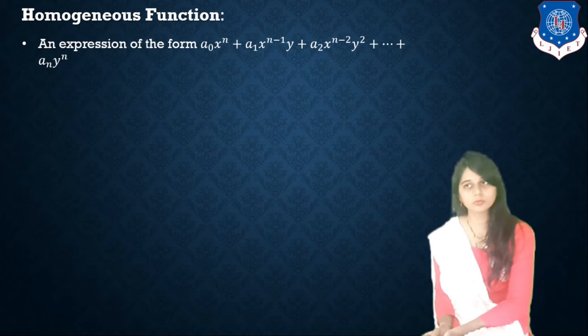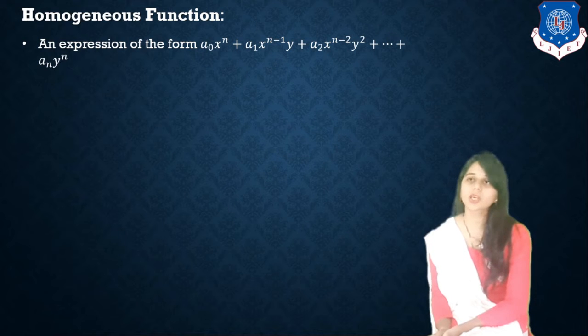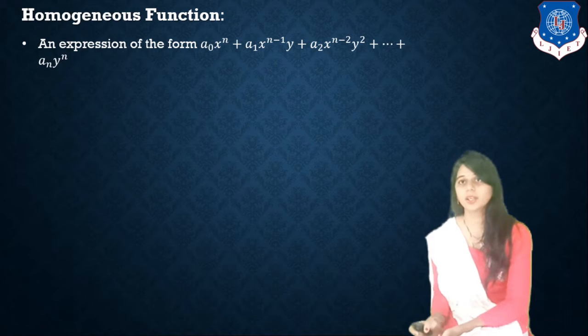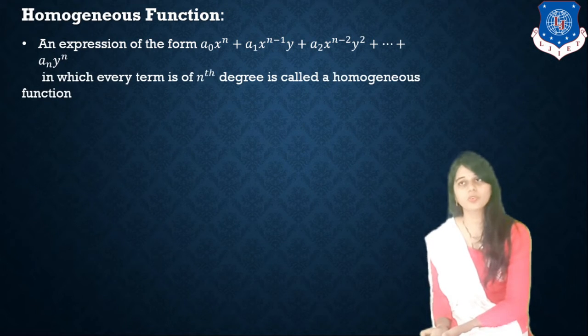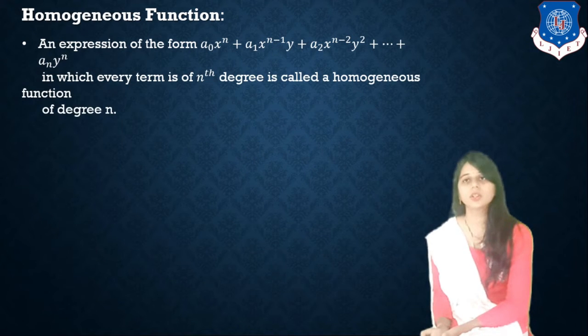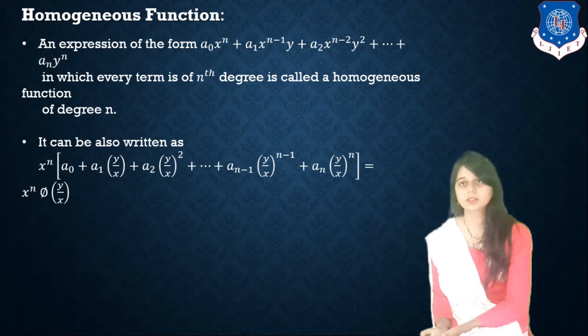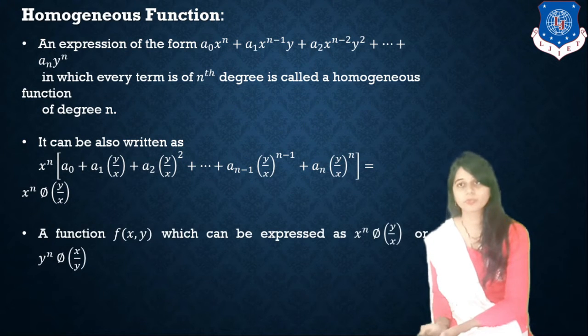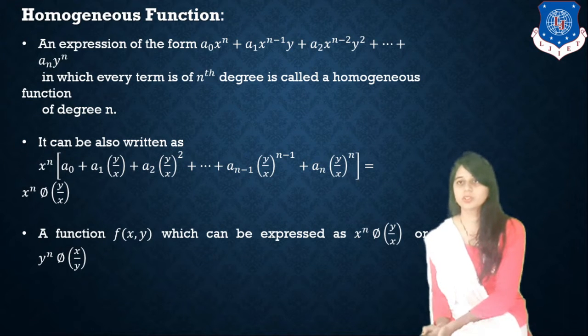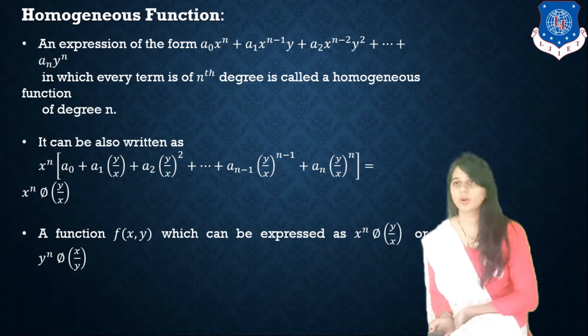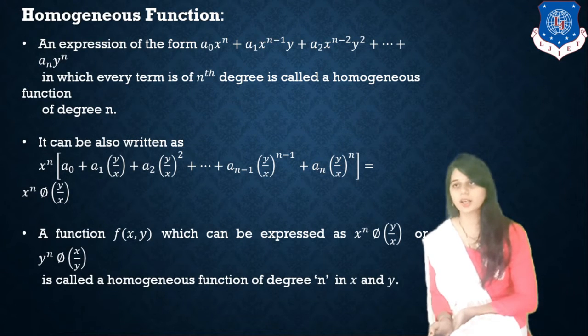An expression of the form a0 x raised to n plus a1 x raised to n minus 1 y plus a2 x raised to n minus 2 y square, up to an y raised to n, in which every term is of nth degree, is called a homogeneous function of degree n. It can also be written as x raised to n times a0 plus a1 y by x plus a2 (y upon x) whole square, up to an minus 1 (y by x) raised to n minus 1 plus an (y by x) raised to n. So we take x raised to n phi of y by x as a function f of x, y, which can be expressed as x raised to n phi of y by x, or y raised to n phi of x by y. This is called a homogeneous function of degree n in x and y.